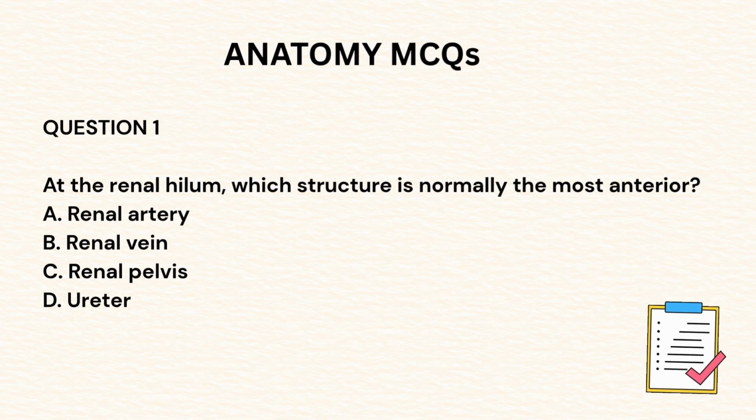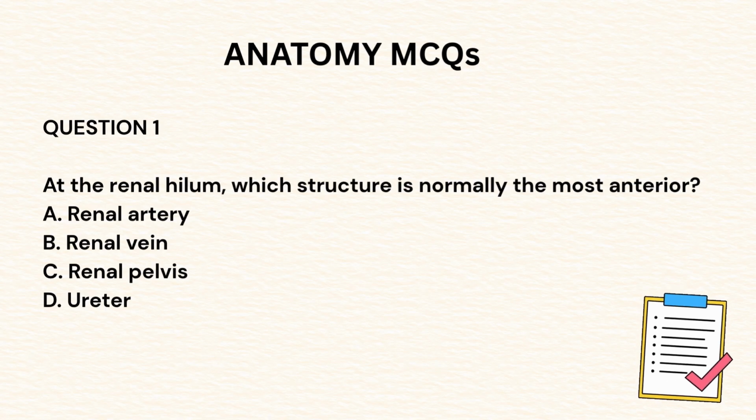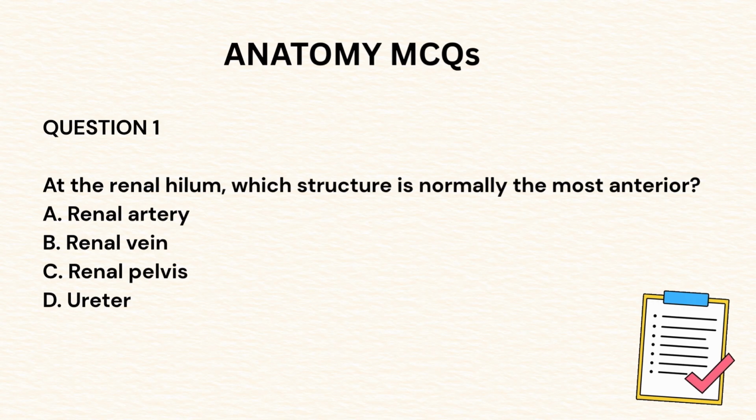Anatomy challenge. Question 1. At the renal hilum, which structure is normally the most anterior? A. Renal artery. B. Renal vein. C. Renal pelvis. D. Ureter. Correct answer is option B. Renal vein. The renal vein is the most anterior structure at the renal hilum. From anterior to posterior, remember VAP: vein, artery, pelvis.